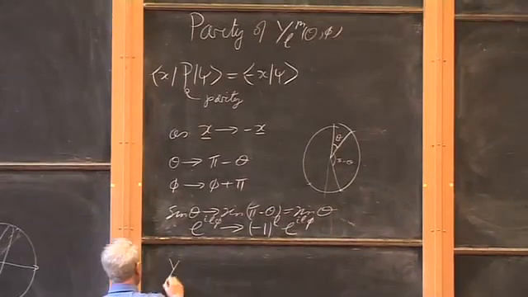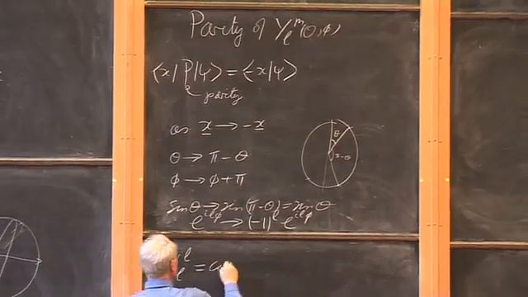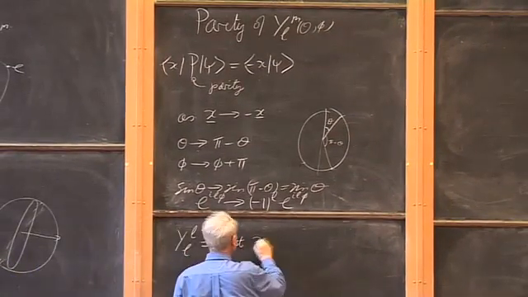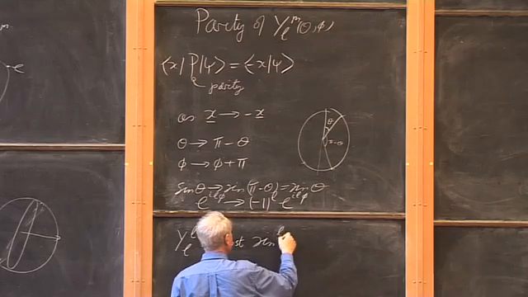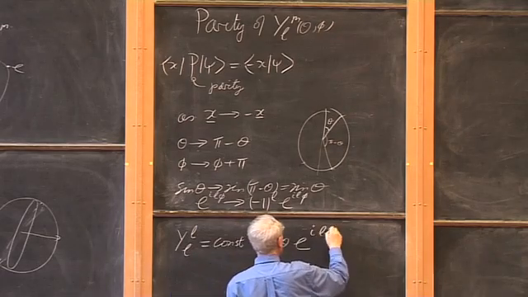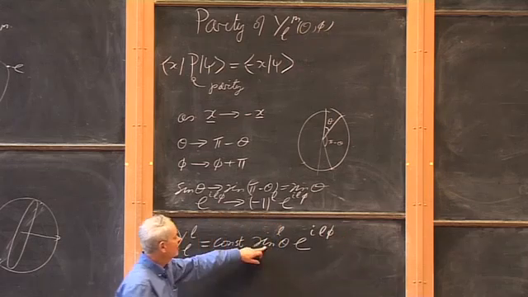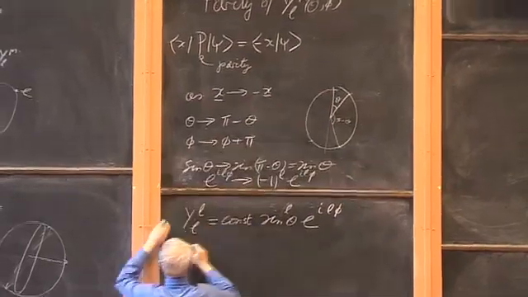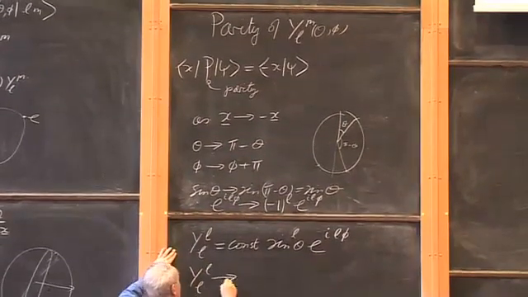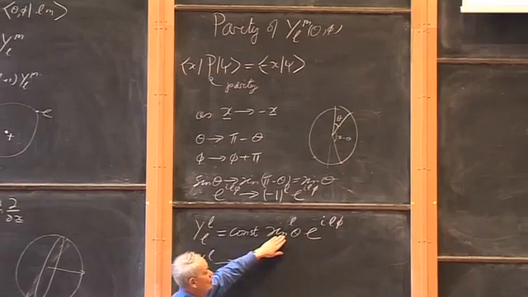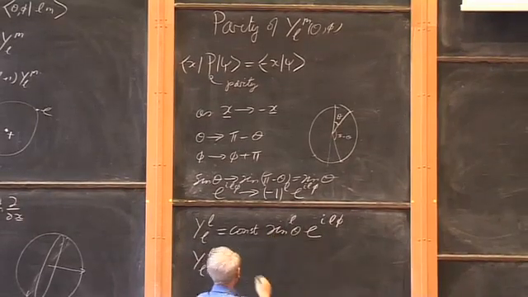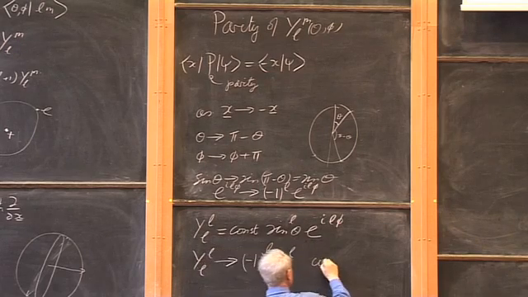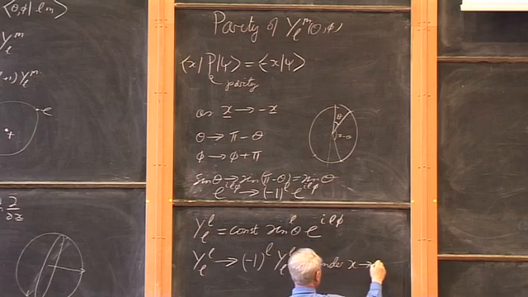Okay, now, Y_LL is a constant, rather a yucky constant, so I won't bore you with it, times sine to the L theta, e to the i L phi, as we've proved. So this thing does not change sign, it doesn't change at all, right? So we can say now that Y_LL goes to, this doesn't change at all, and this one changes sign. So it goes to minus 1 to the L of Y_LL. That's under x goes to minus x.